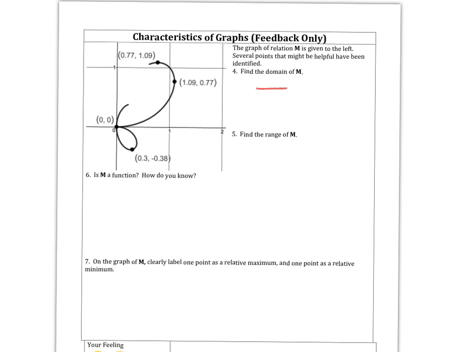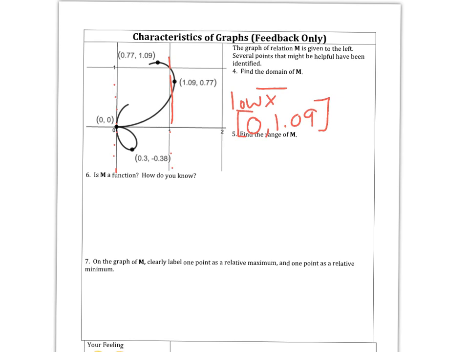So I know for domain, I've got to find the lowest x value. That appears to be 0. And I've got to find the highest x value. That appears to be 1.09. My domain is going to be the interval between those points.